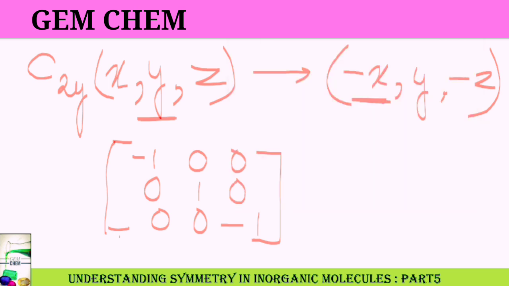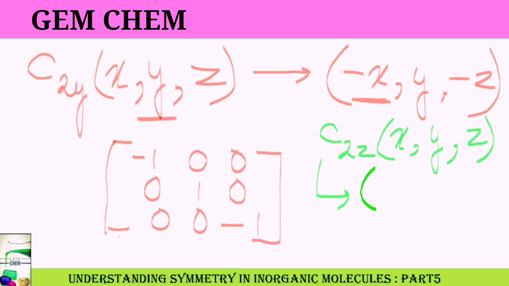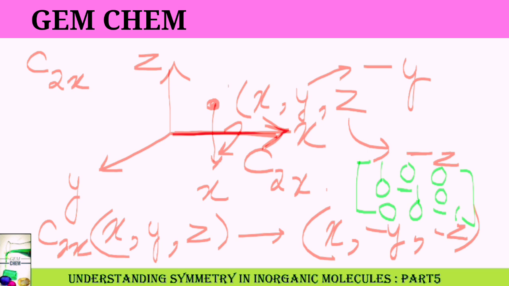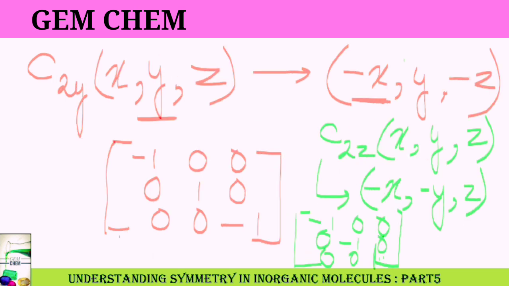Same if we go for C2z, then if operated on the x, y, z coordinate, it becomes minus x, minus y and only z. Your matrix is minus 1, 0, 0, 0, minus 1, 0, and the last row 0, 0, 1. So this is our final matrix, and we have now obtained the matrices for C2x, C2y and C2z.